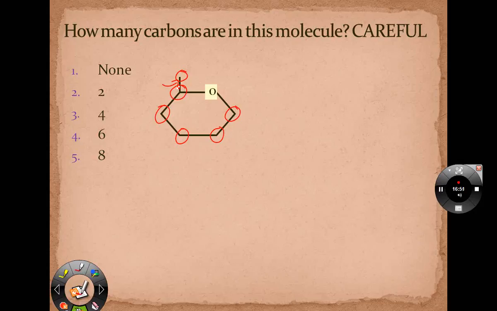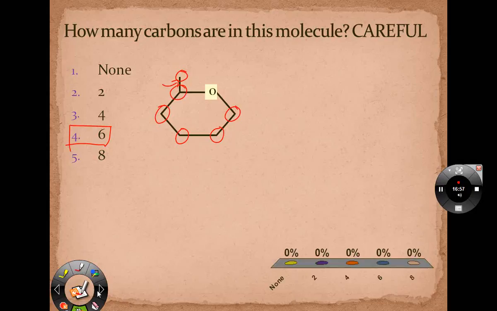Nailed it. So it's a carbon. So we got 1, 2, 3, 4, 5, 6. As a class, you're geniuses. Six. Let's see if it has the correct answer. It does. Woo! Six is the correct answer. So congratulations to those of you keeping score at home. Give yourself a pat on the back.